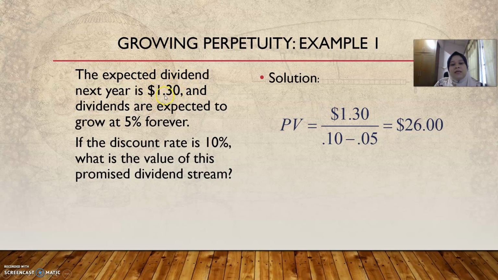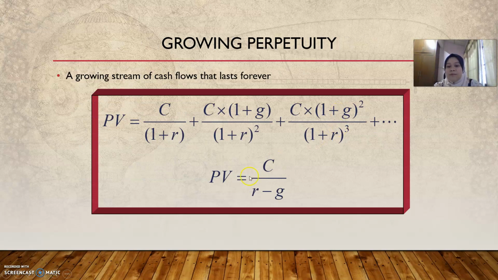So the next year dividend is RM1.30, and dividends are expected to grow at 5% forever. So you know that this is the growing perpetuity because it is forever. If the discount rate is 10%, what is the value of this promised dividend stream? The formula you need to use is the growing perpetuity formula. Present value equals C divided by R minus G.